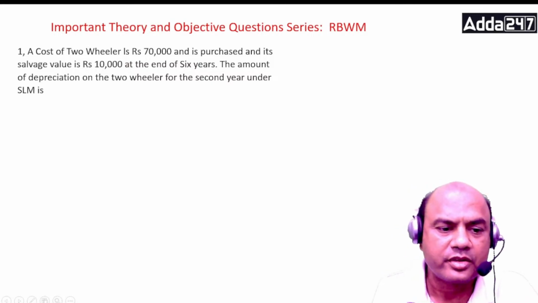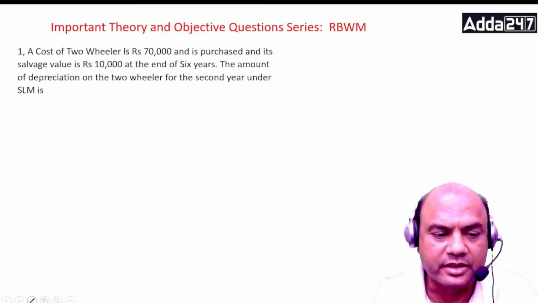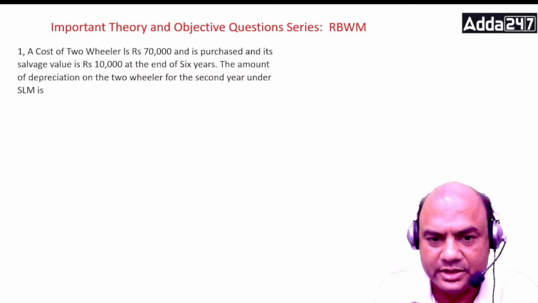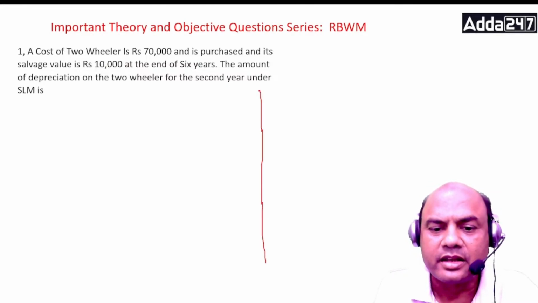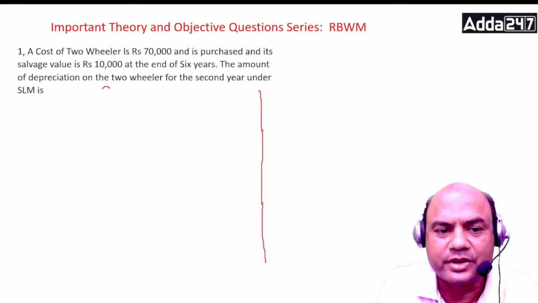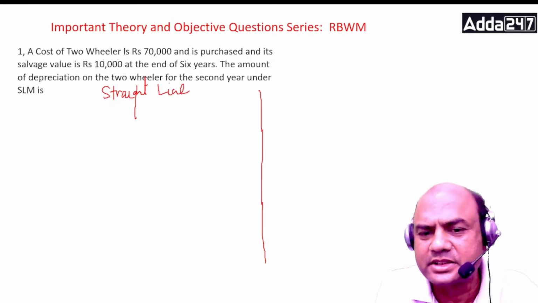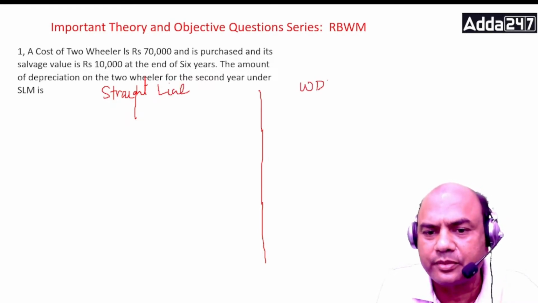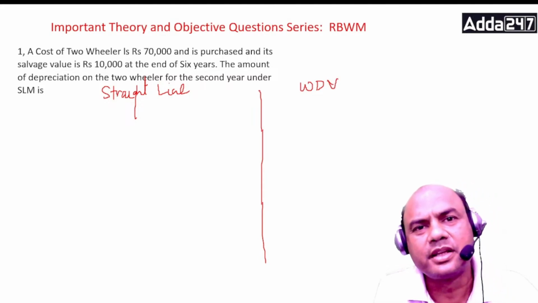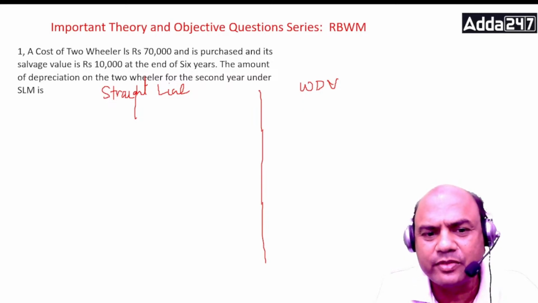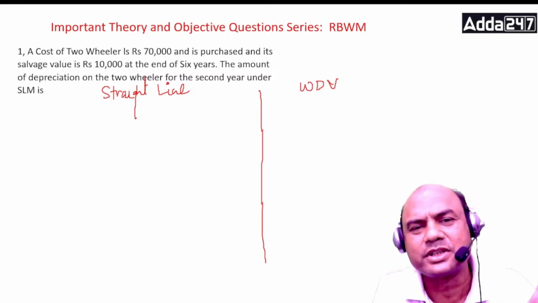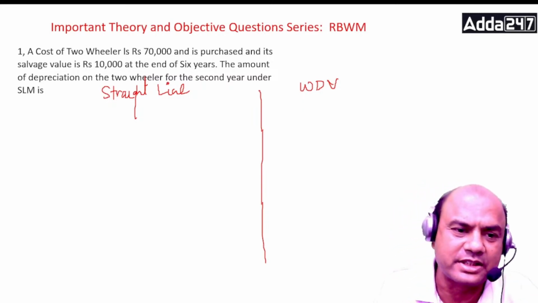What is given? I'll make it into two parts. One is straight line, second is WDV. As it comes in the exam, first straight line, and second is WDV, written down value. It has many names. What is the basic difference between straight line and WDV? Let's first sort that out.